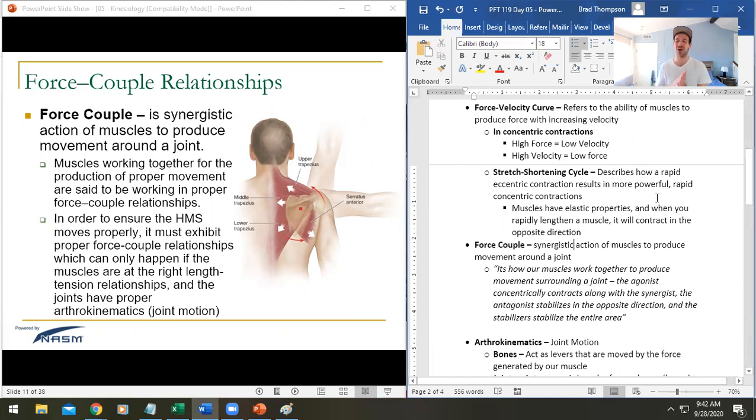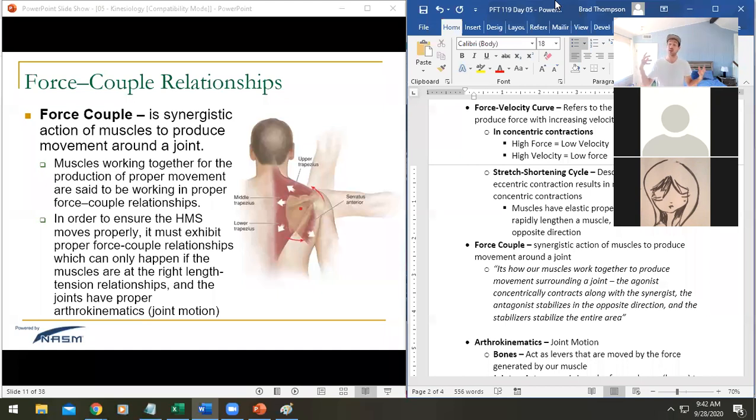A force couple is multiple muscles working together to produce movement around one joint. There are lots of force couples throughout your body, but the perfect example is your rotator cuff, right? So it's the synergistic action of muscles to produce movement around a joint. And I put a little note down here, which is how I like to word it, which is obviously pretty lengthy because I like to talk. But it's how our muscles work together to produce movement surrounding a joint.